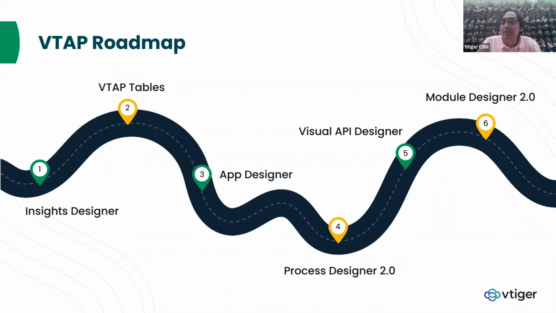And apart from that, the module designer and the process designer, the drag and drop no code tool, we have plans to make it better and add more abilities to it. And again, this roadmap is about 6 to 9 months, and we will let you know about these as and when they are published.